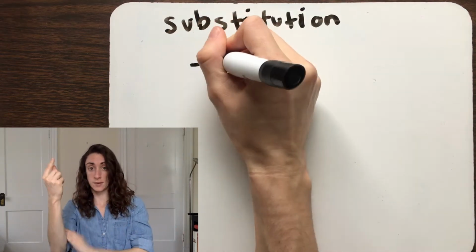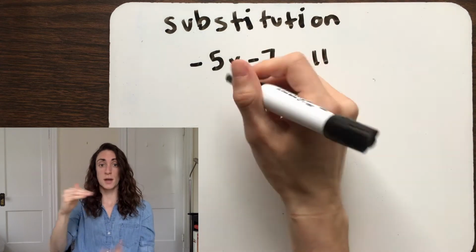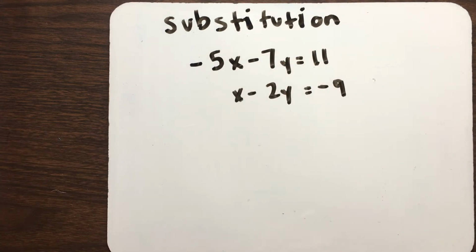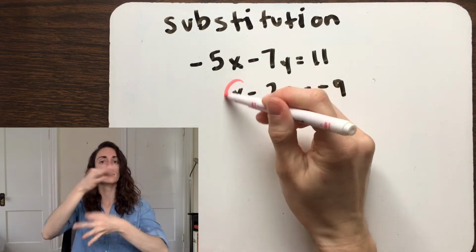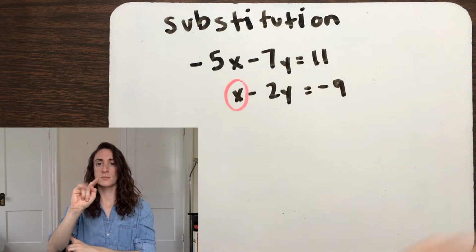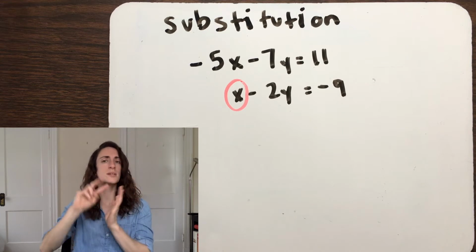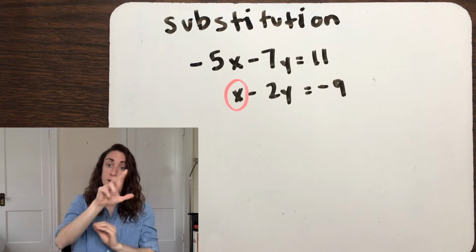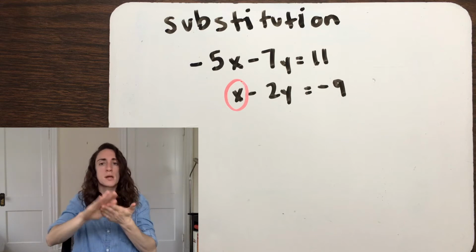Negative 5x minus 7y equals 11, and x minus 2y equals negative 9. The best method to solve this system of equations is substitution. The reason for that is that this x in the second equation doesn't have a coefficient. It's already alone, which makes it very easy to manipulate this equation to solve for x.